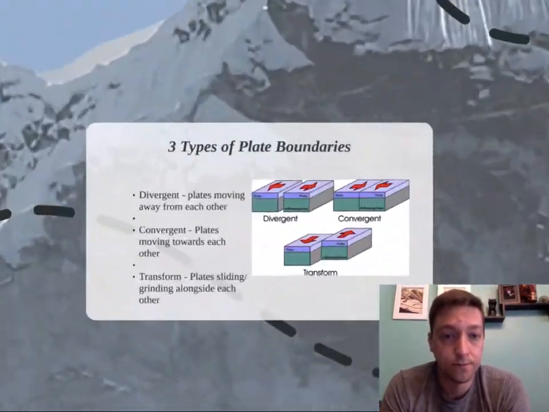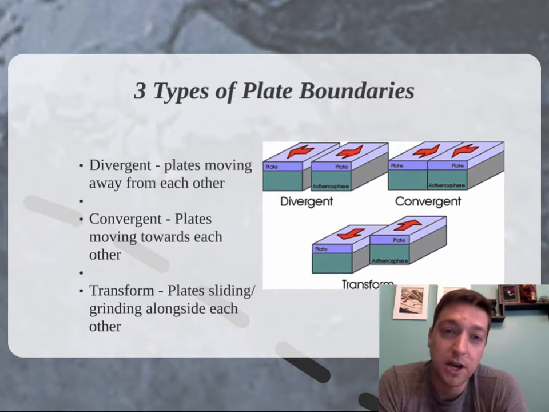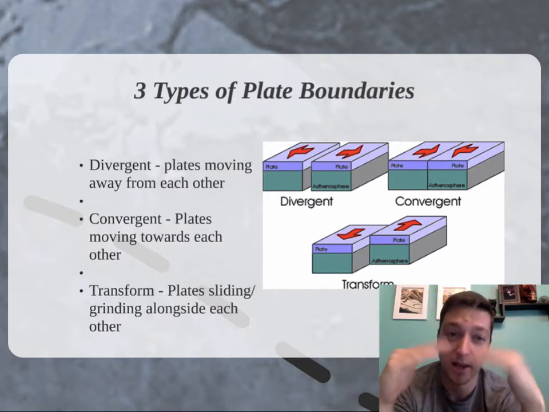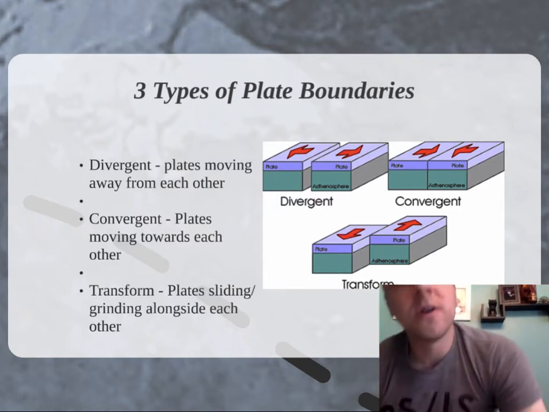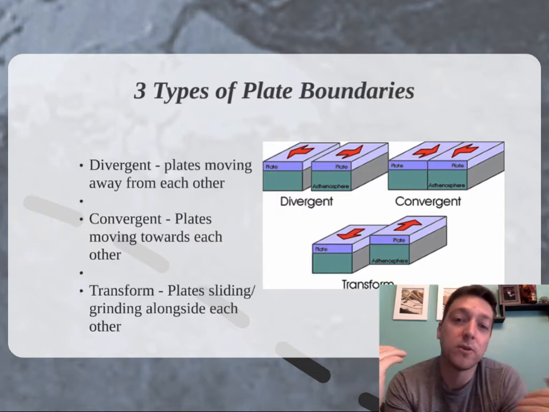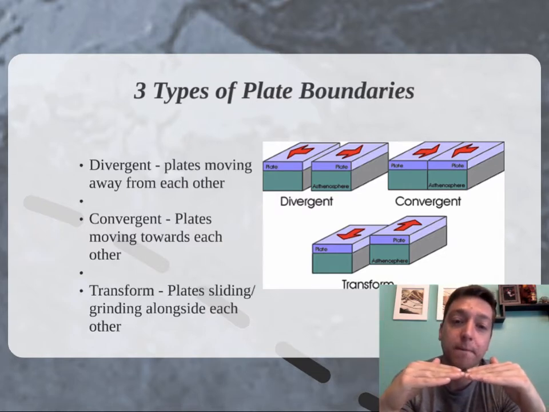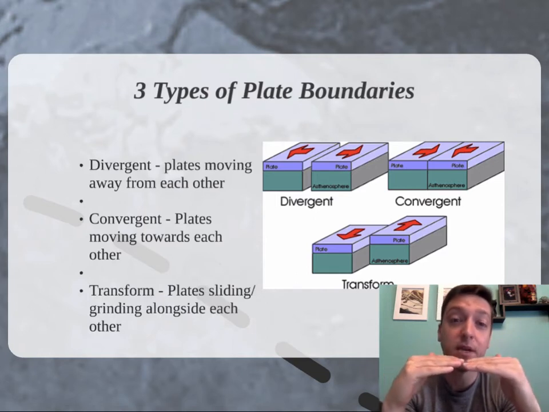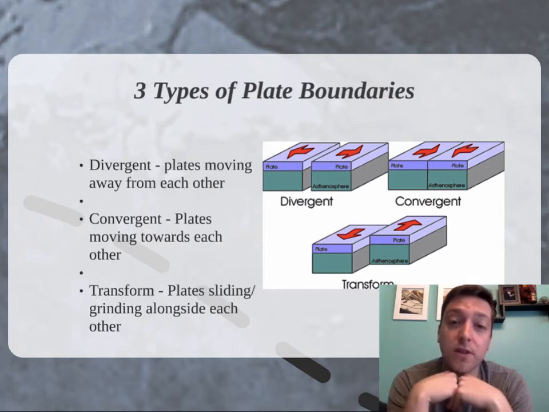So, today we're going to talk about tectonic plate boundaries, and as I explain this, again, I want you to use your hands with me. So there's three types of tectonic plate boundaries. Tectonic plate boundaries are basically where two tectonic plates kind of meet, and they can be moving in three ways.